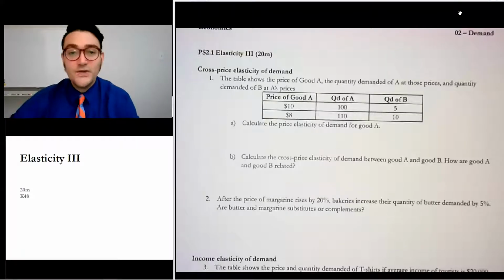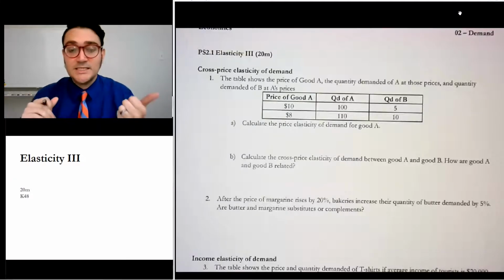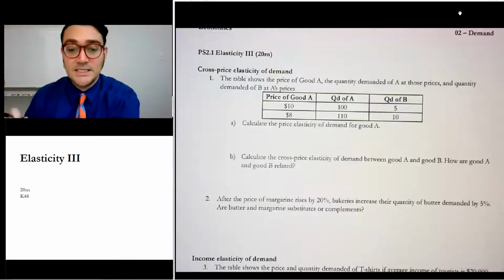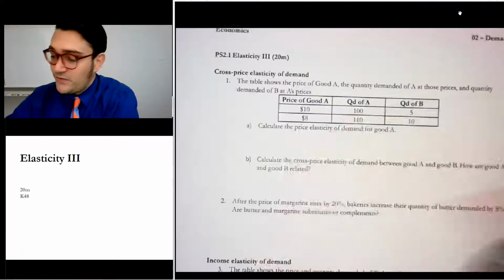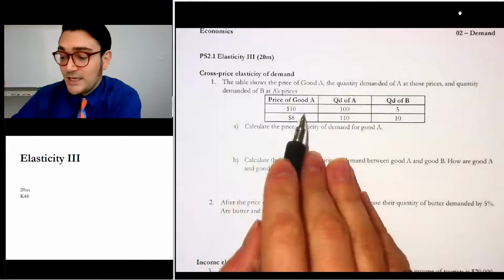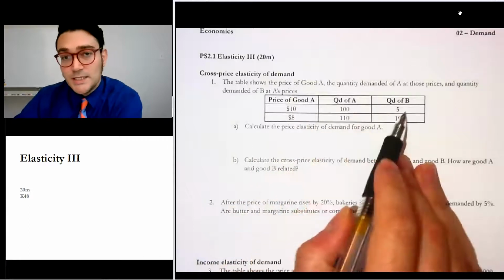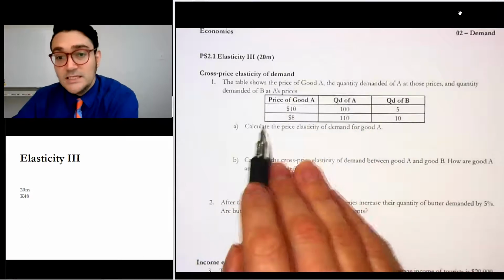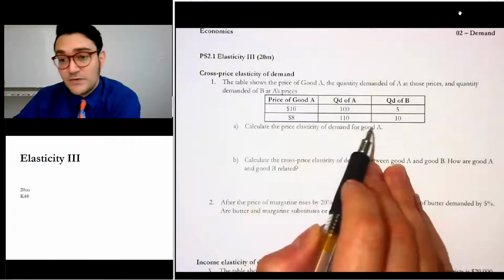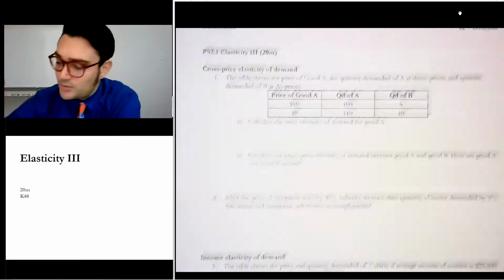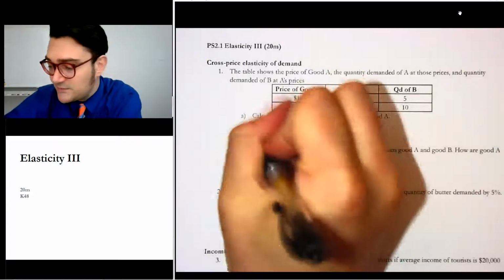Hi everybody. So in this video, we're going to do practice on cross-price elasticity of demand and income elasticity of demand. So the first table says the price of good A, the quantity demanded of A, and the quantity demanded of B. And then it says calculate the price elasticity of demand for A. So this is kind of a little bit of a throwback problem. So price elasticity of demand.